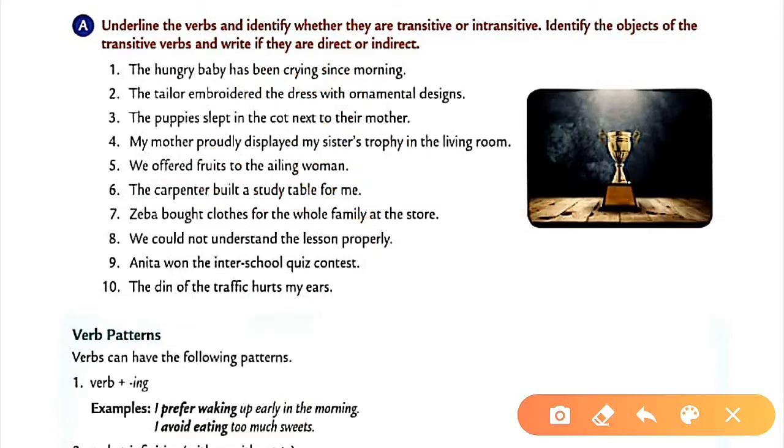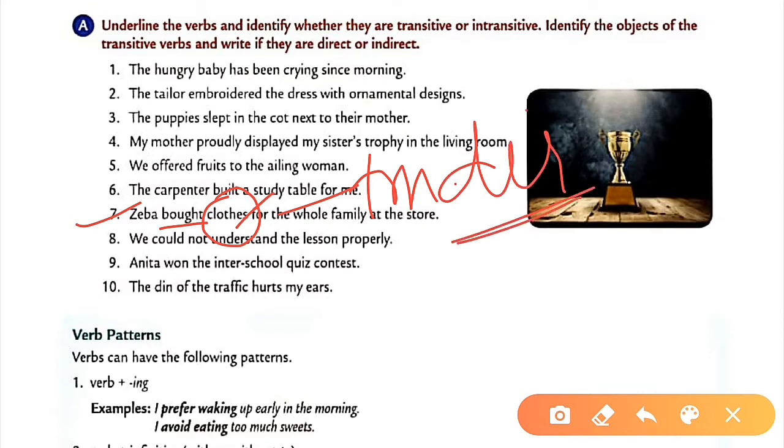Okay guys, next. Number 7. Jeba bought clothes for the whole family at the store. What is he doing? He bought. What did he buy? Clothes. So it is a transitive verb, and clothes is your direct object. Bought clothes for the whole family at the store. Family is your indirect object, because he bought clothes for whom? Family. So it is your indirect object.